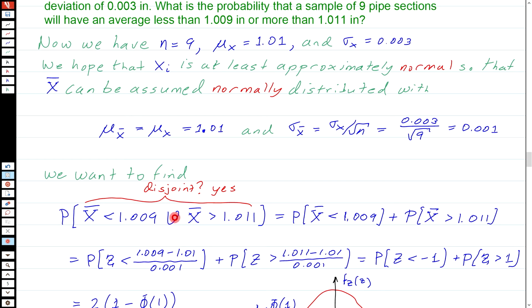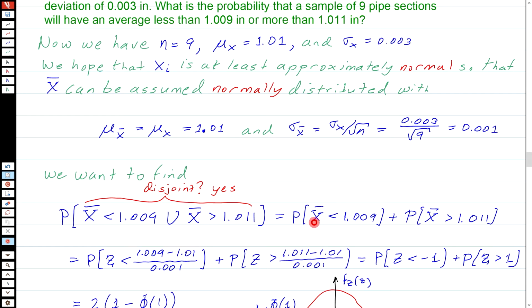I see a union here, so I ask, are these disjoint? Well, if x bar is less than 1.009, it can't also be greater than 1.011, so they are disjoint. That means this union becomes a plus sign, and I'm just looking at the probability that we're less than 1.009 plus the probability that we're greater than 1.011.